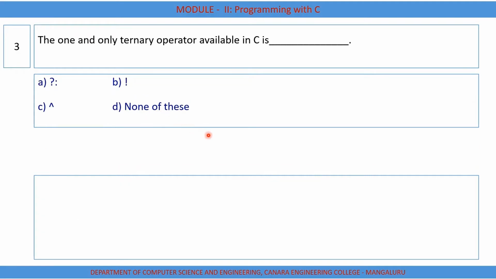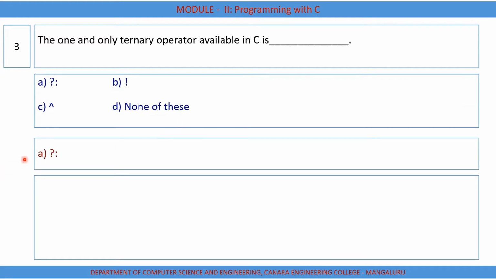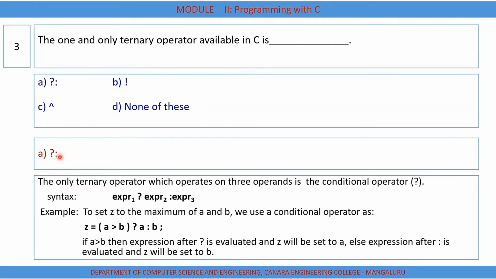The one and only ternary operator available in C is: first option A, question mark; B, the negation symbol; C, called the caret symbol; D, none of these. So the correct option here, A, that is the conditional operator, is the correct answer. Only one ternary operator is available in C, that is the conditional operator.